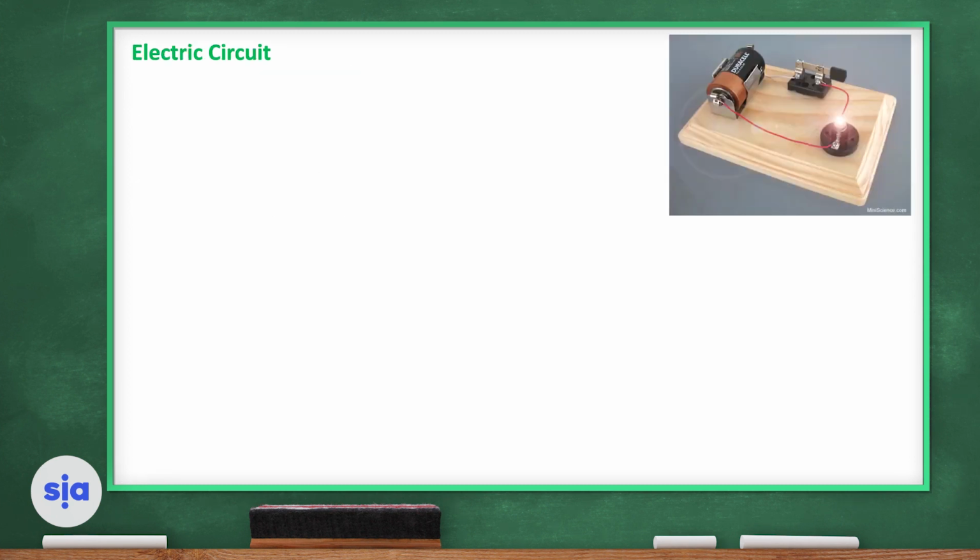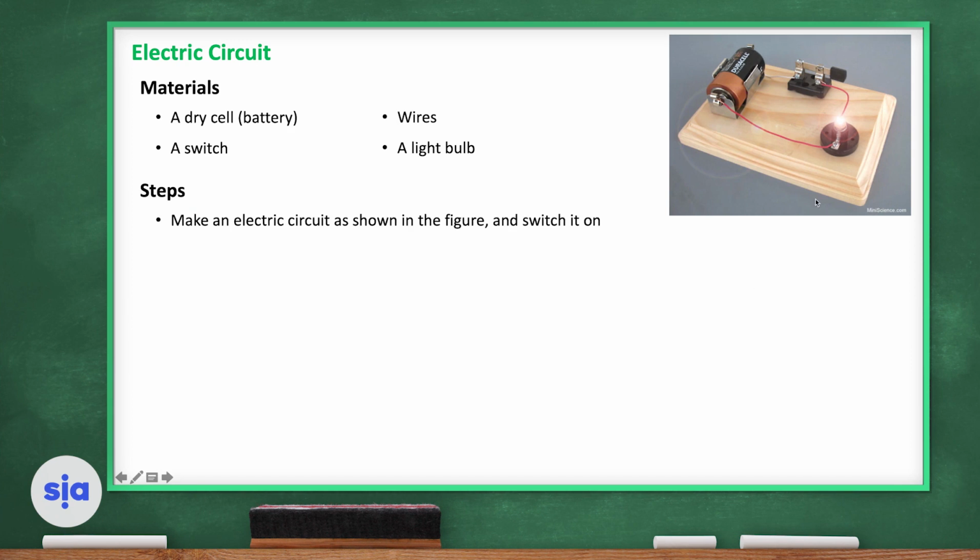Here is an electric circuit. It is composed of a dry cell or a battery, a switch, wires, and a light bulb. If you make a simple electric circuit like the one shown in the figure, and then switch it on, what will happen? Of course, the light bulb will light.